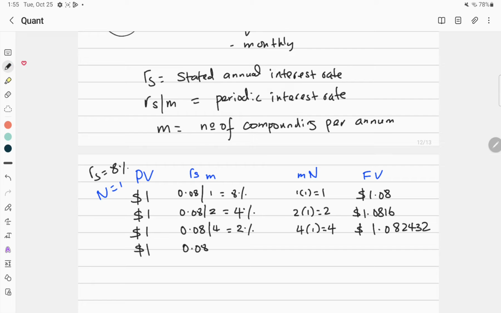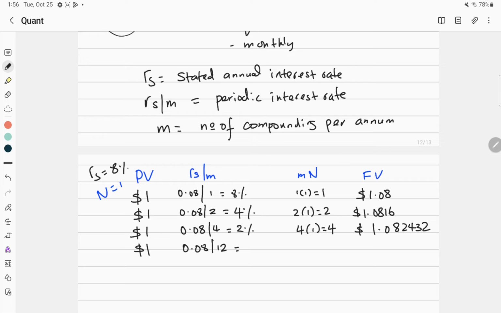Again, let's say we have a $1 investment with an 8% stated annual interest rate. All right, RS over M. This is simply the periodic interest rate as described here. So now we are compounding it, let's say monthly. That means it's compounded 12 times a year. So the monthly interest rate is simply, let me just pull out my calculator.